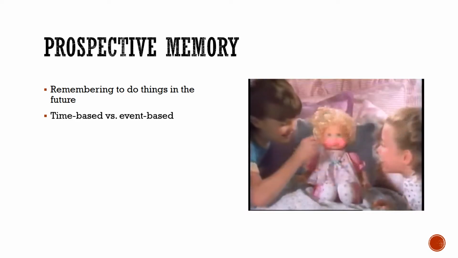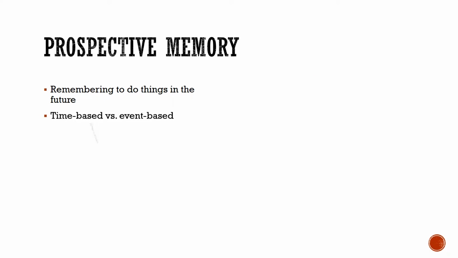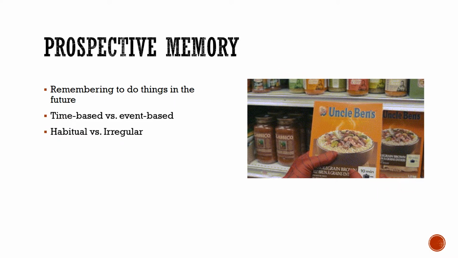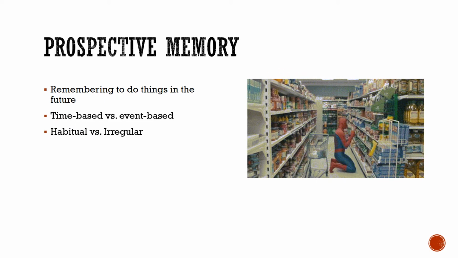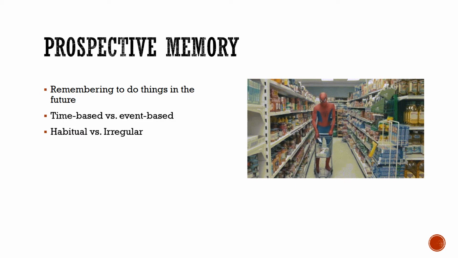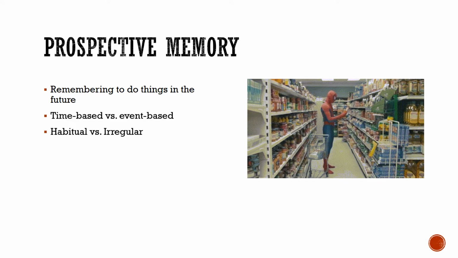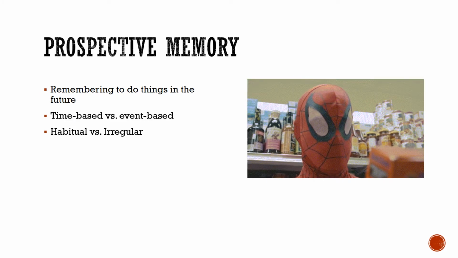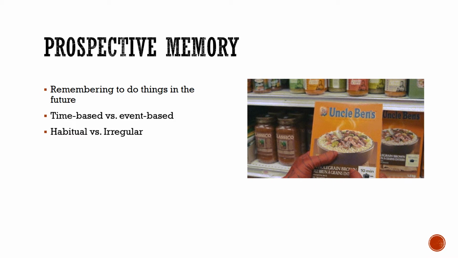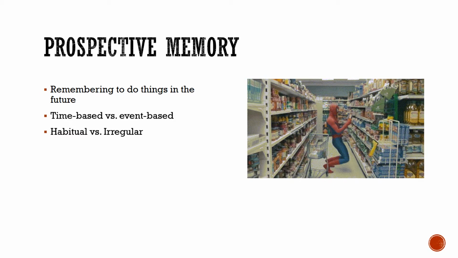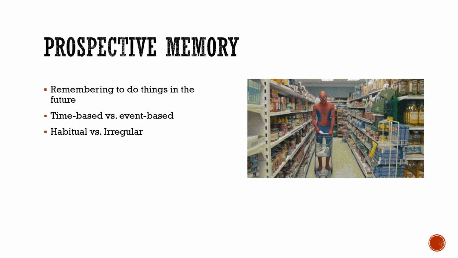Another way that we can slice up prospective memory is to talk about it in terms of habitual prospective memory versus irregular prospective memory. Habitual prospective remembering is remembering to do stuff at the same time every week, for instance. It's something that is habit for you. So if you go to the store every Sunday, that is a habitual prospective memory task because you always do it on the same day every week.